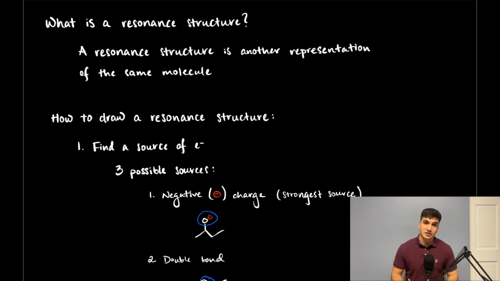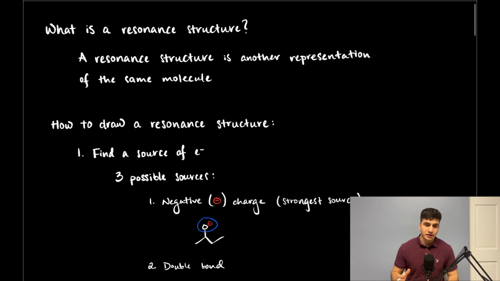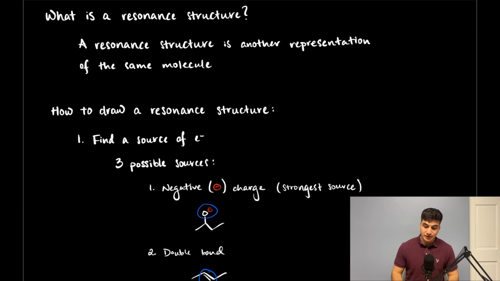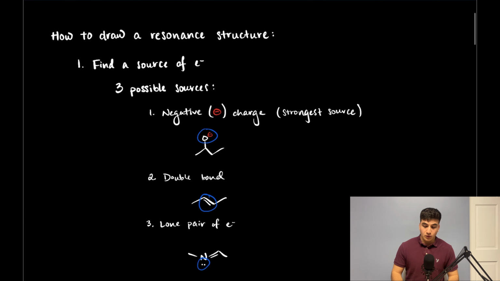Today we're going to be going through resonance structures. So I'm going to cut to the chase here, save you guys a bunch of time. Let's get right into it. A resonance structure is another representation of the same molecule. That's pretty much it.